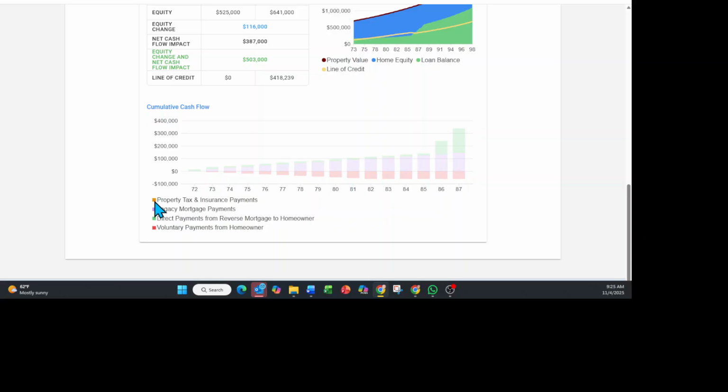If we had the reverse mortgage version of an impound account set up for this file, then you would see that as a cash flow benefit because reverse mortgage funds would be used to pay property taxes and insurance over a certain period of time.